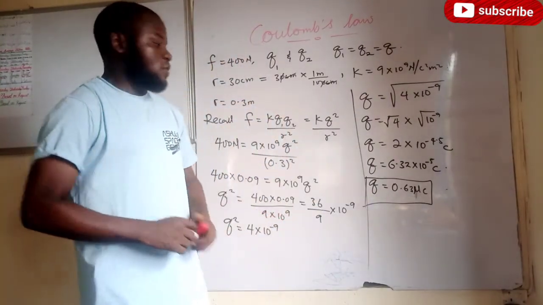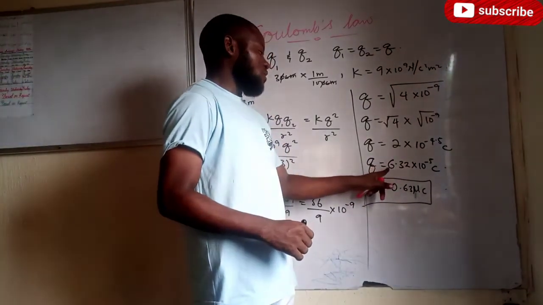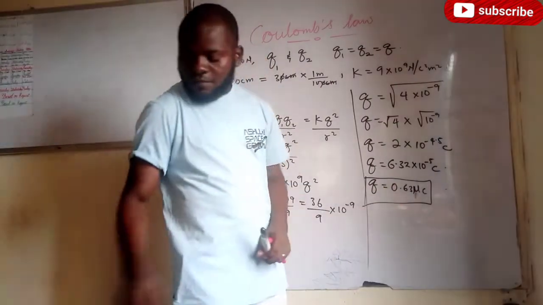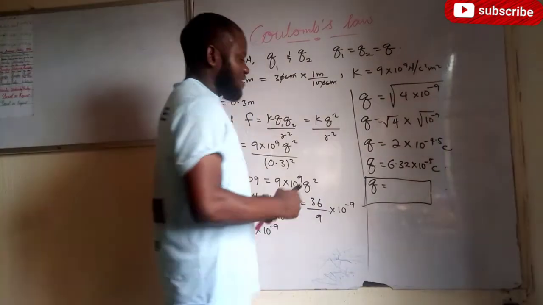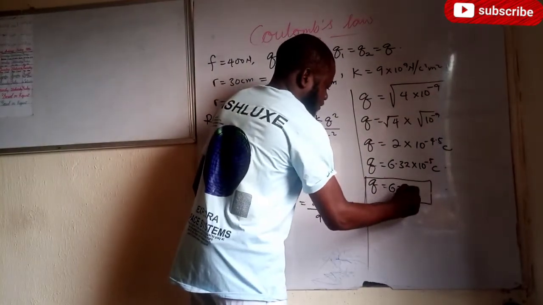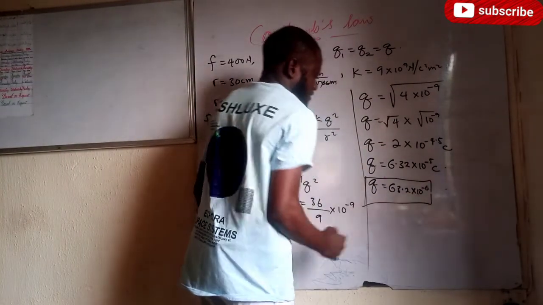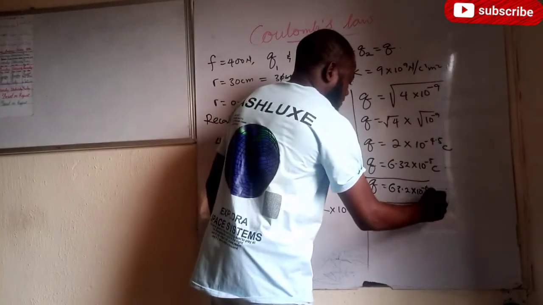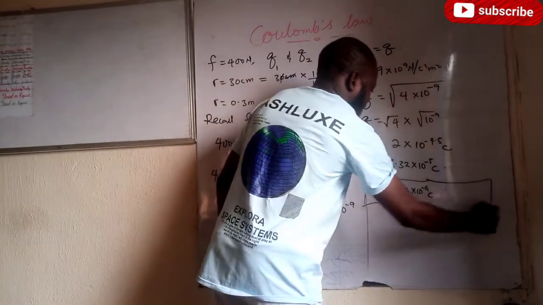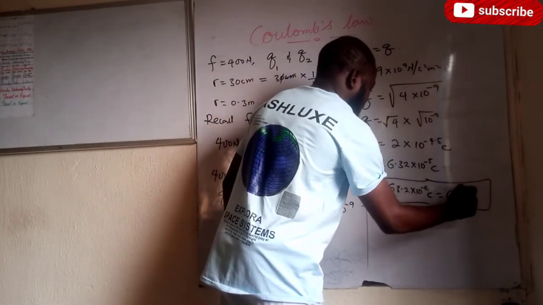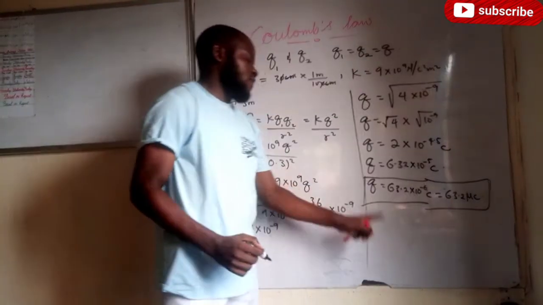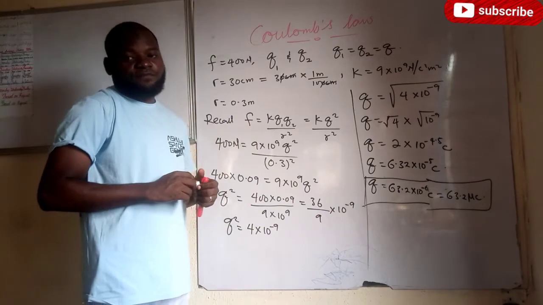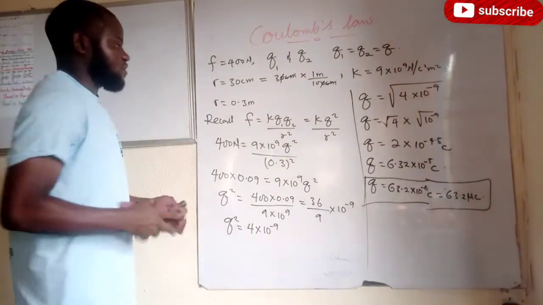Do we understand that? Wait, what am I doing? I think I'm doing the wrong thing here. Sorry. This is supposed to become 63.2 times 10 to the power of minus 6 Coulomb. And this is equivalent to 63.2 microcoulomb. So that will be the value for the identical charge. So that's for question 1. So let's go for question 2 now.